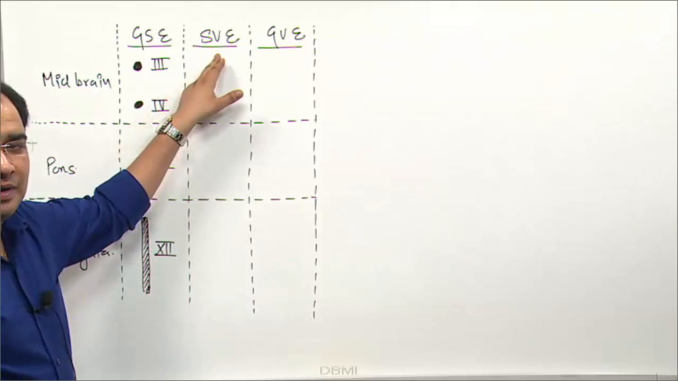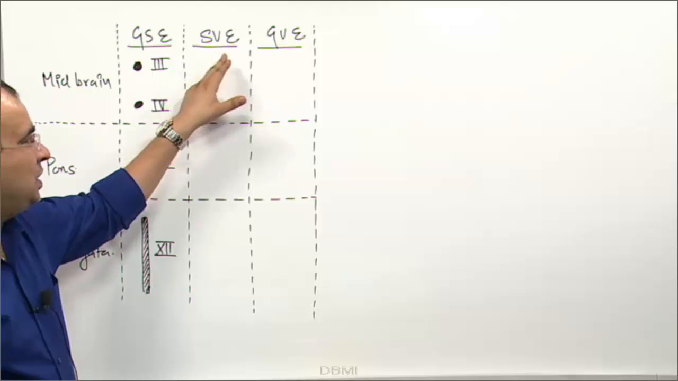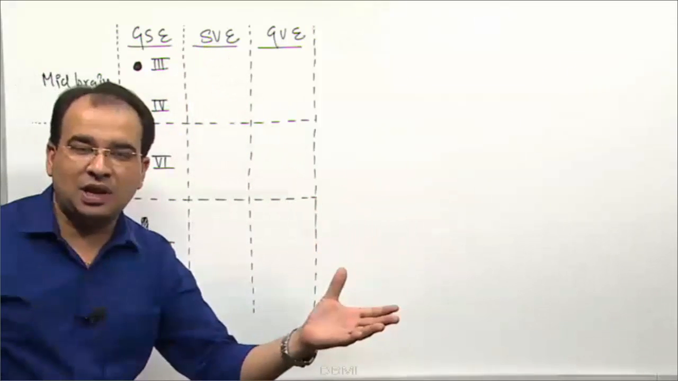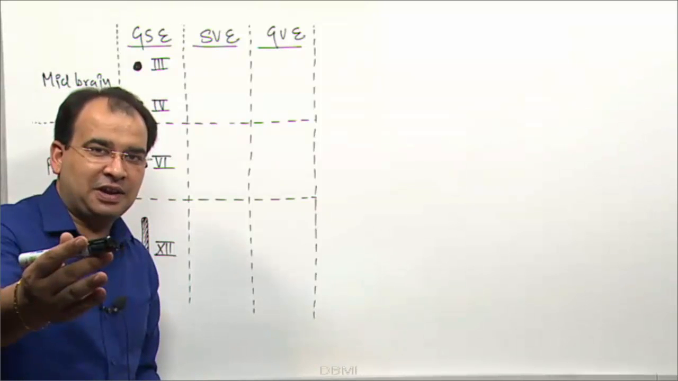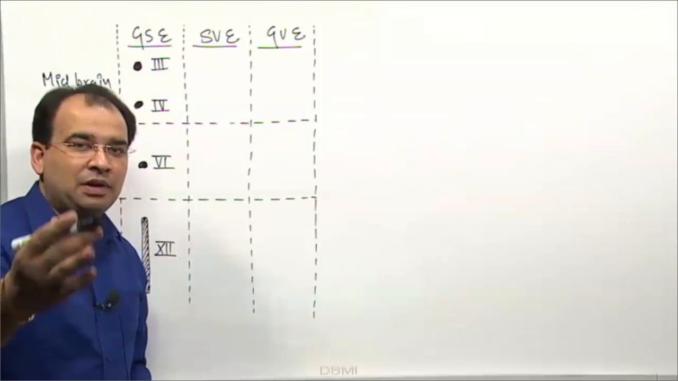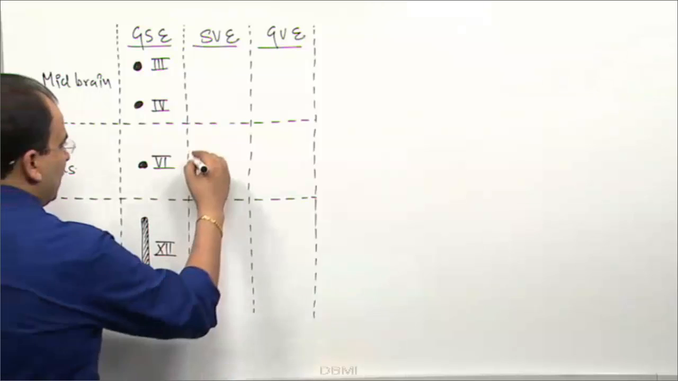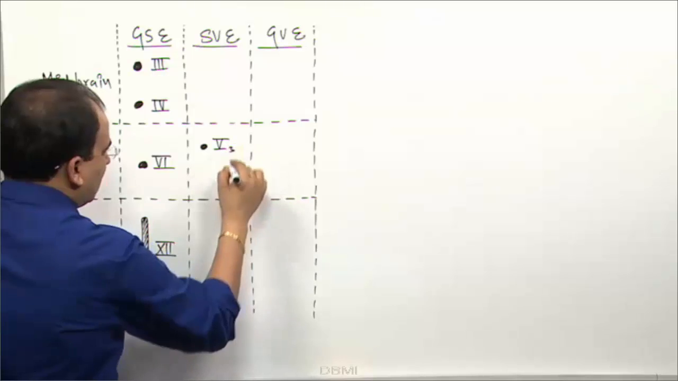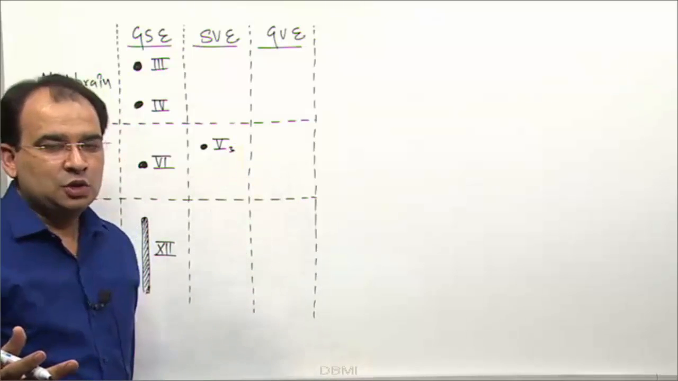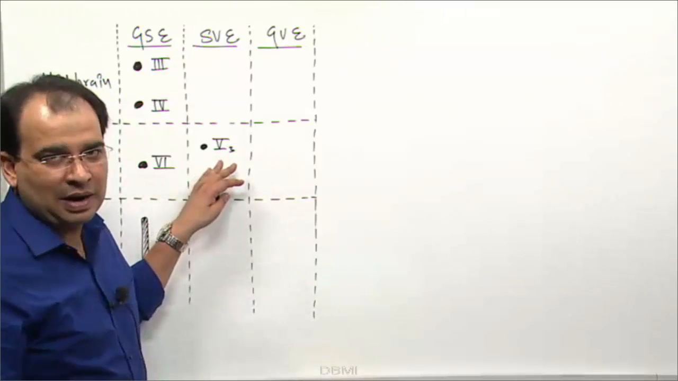Coming to special visceral efferent, what was special visceral efferent? SVE, special visceral was pharyngeal arches. Think of pharyngeal arch once again. What was the nerve for first pharyngeal arch and second pharyngeal arch? It was mandibular nerve and facial nerve. So we have motor nucleus of mandibular nerve. Mandibular is a mixed nerve, so I'm saying it is the motor nucleus of the mandibular nerve.